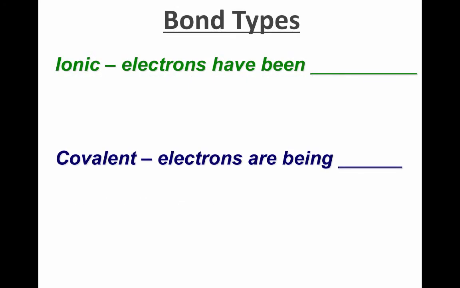So let's jump in. We're going to review for just a minute what you already know about bonding in chemistry. You learned that there are two main types of bonds. There are ionic and covalent bonds. With an ionic bond, this would occur between something like sodium and chlorine.